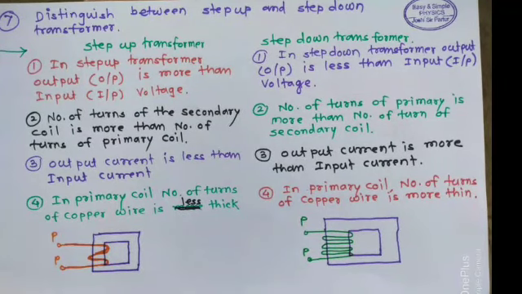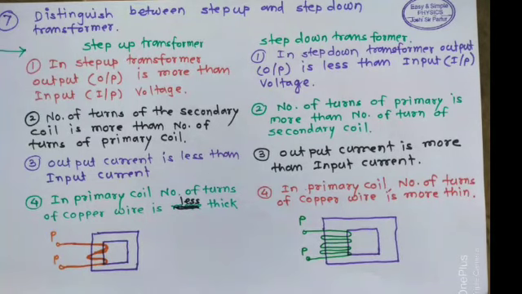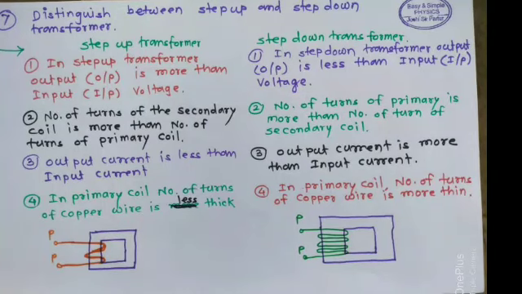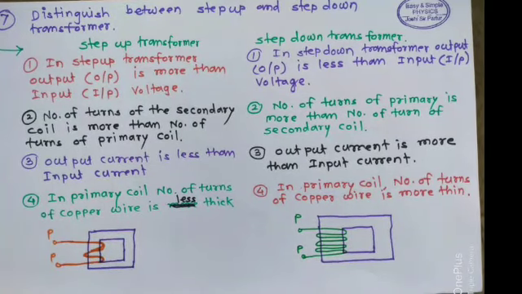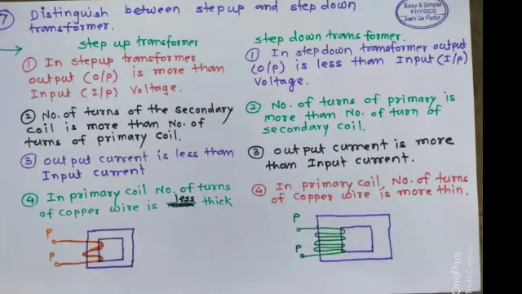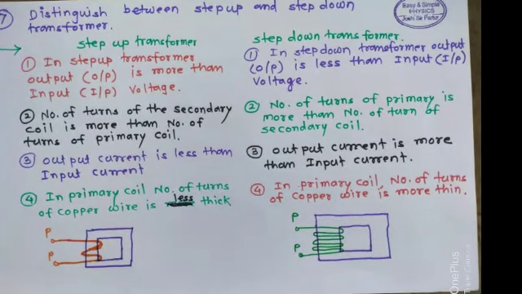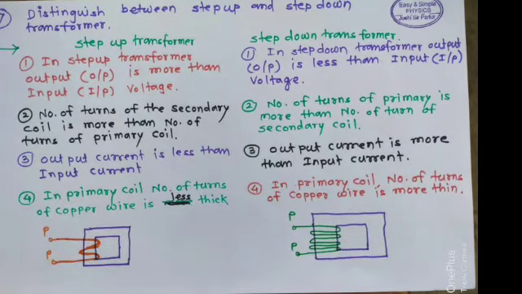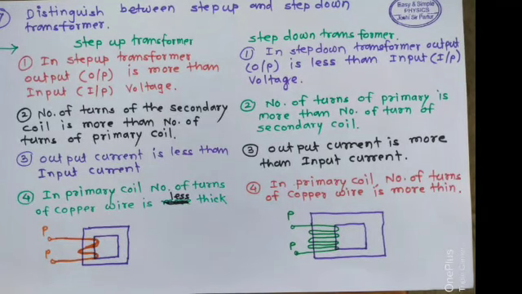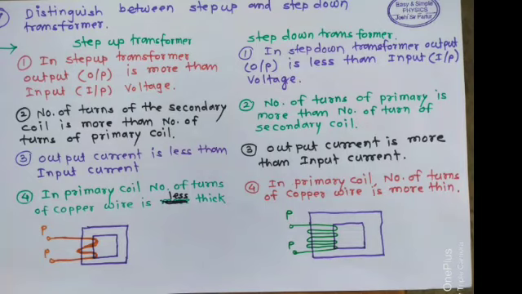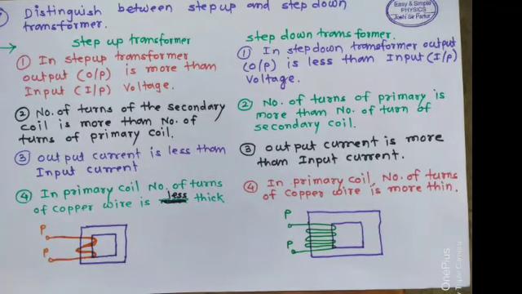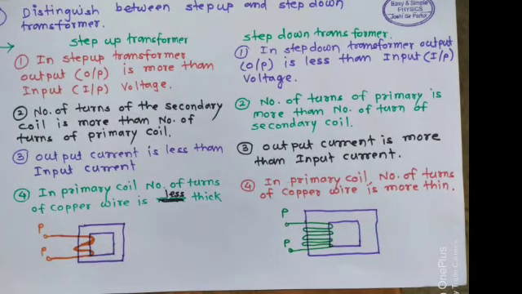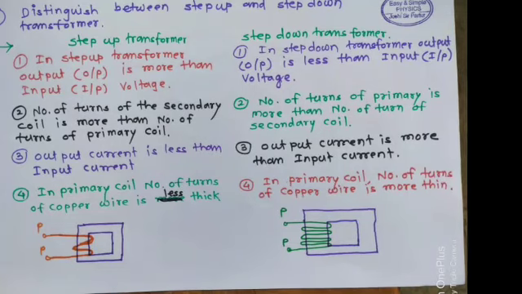The third point: in step up transformer output current is less than input current, whereas in step down transformer output current is more than input current. And fourth: in step up transformer the primary coil has fewer turns of copper wire, which is thick, whereas in step down transformer the primary coil has more turns of copper wire, which is thin. These are the differences between step up and step down transformer.